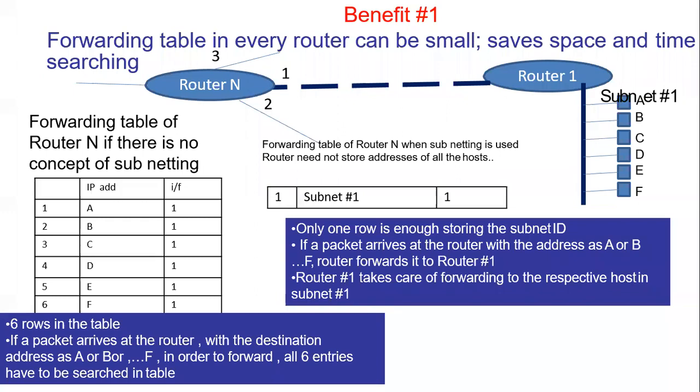Now consider you have 2 routers here, and there is one network that is connected to router N. It contains all these hosts, A to F, all the host IDs. It has some IP address, and for all these hosts, A to F, it has to go through port number 1. Just for example, we're saying it is port number 1. To reach all the hosts, you have to create a table storing all the port numbers or the IP addresses of the routing link.